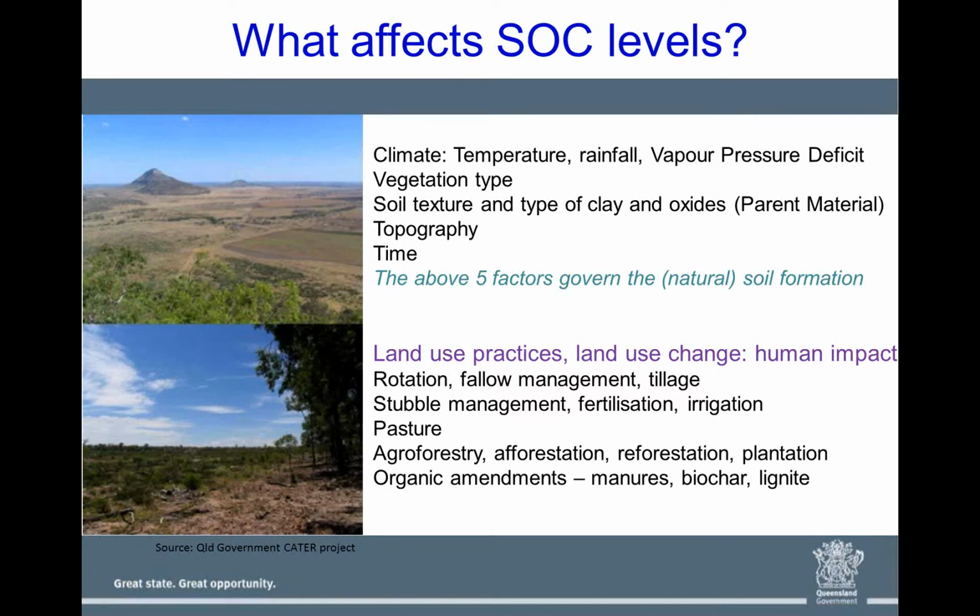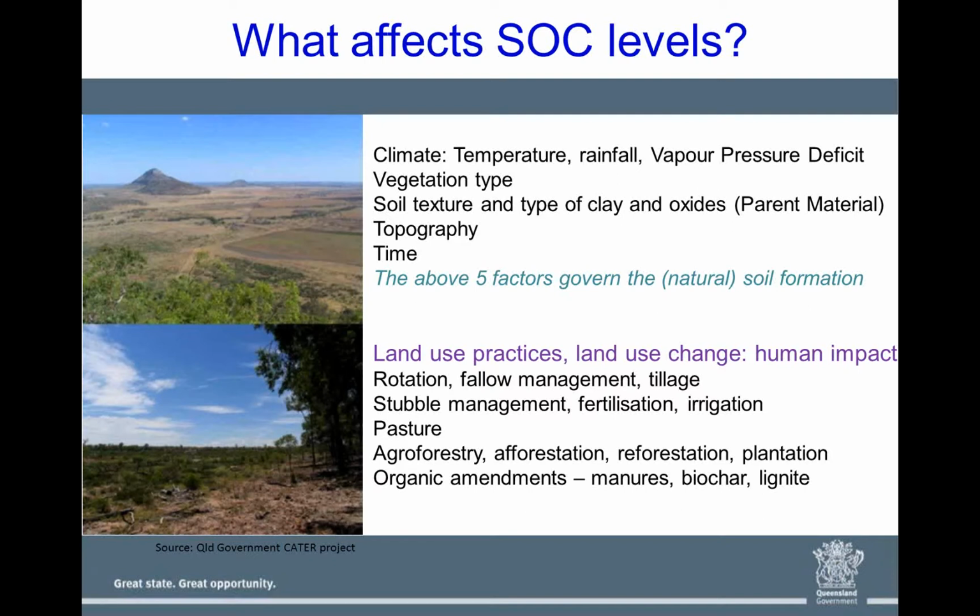So this is a graph made by John Carter quite some time back, and what it shows is the levels of surface soil carbon in the top centimeter in Queensland soils. The basic information that comes out is that soil carbon levels decrease as we go from east to west, and they also decrease as we go from south to north. It's just a function of the rainfall, the temperature, the vapor pressure deficit.